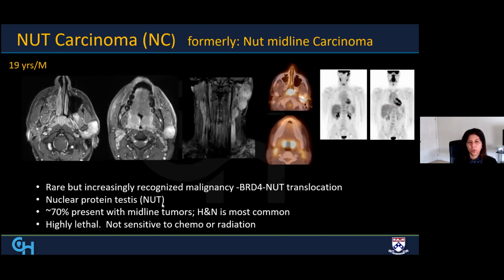Initially it was thought to be more common in the midline structures. It's not necessarily just in the region of the face and the neck. It can come in other locations. Actually, the thorax and mediastinum are also locations from where you can get this tumor. Usually it affects older males more commonly. In the neck it is commonly seen, and this is an example involving the parotid gland.